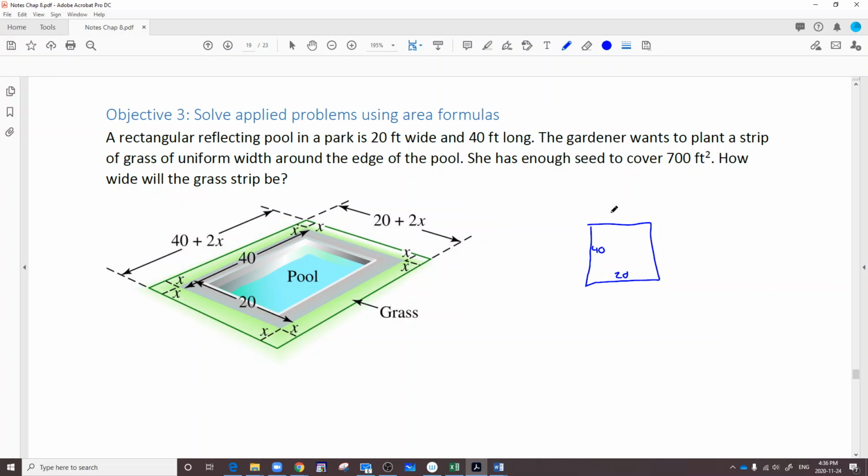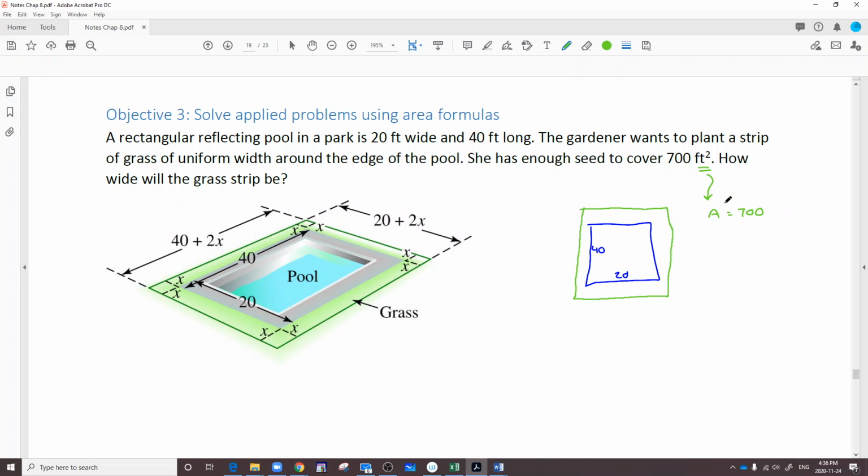The gardener wants to plant a strip of grass of uniform width around the edge of the pool. So we're wanting to put this grass strip all the way around the pool, and it wants it to be uniform. And we have enough seed to cover 700 square feet. So as soon as you see feet squared, you know you're talking about area. So we know that we have an area of 700 that we can seed.